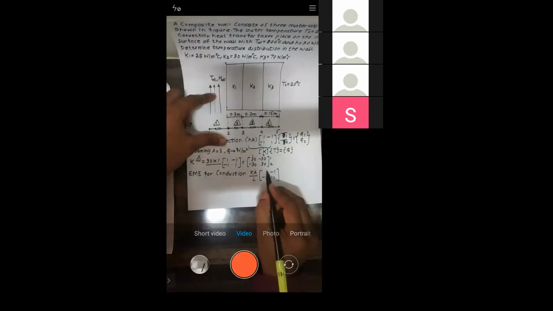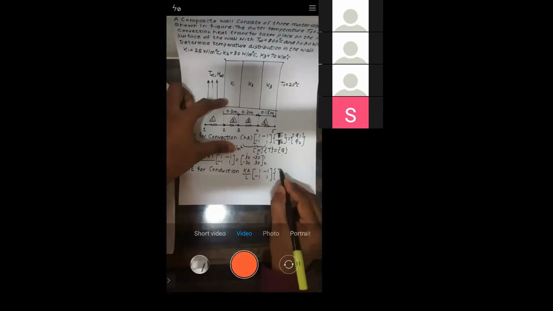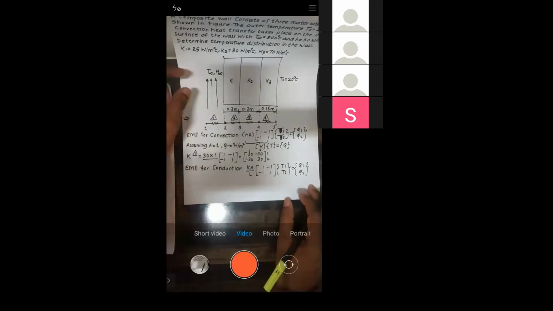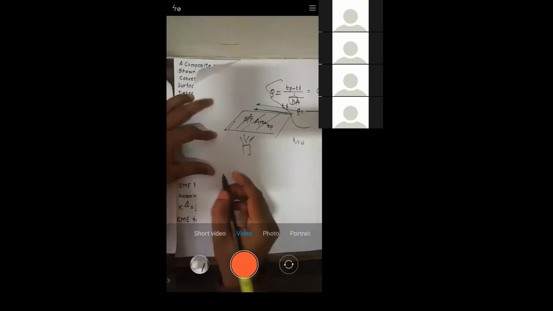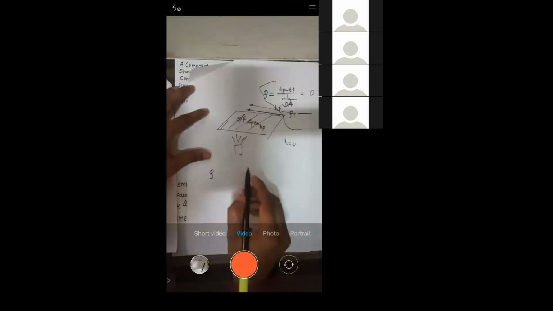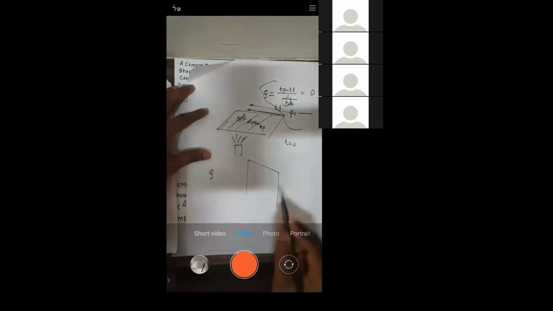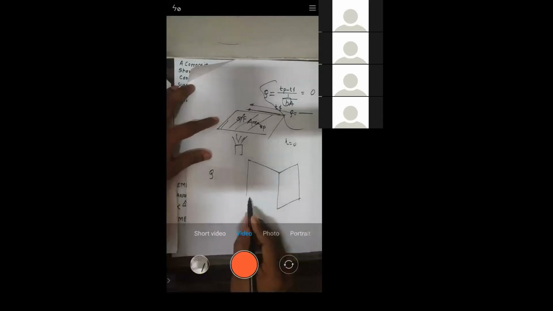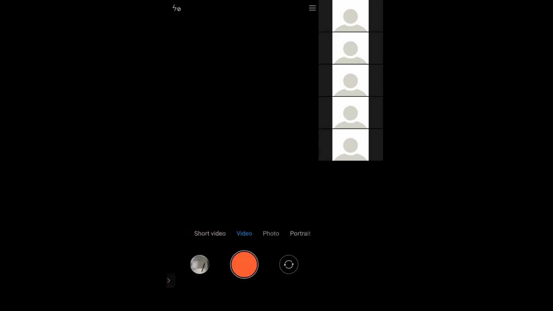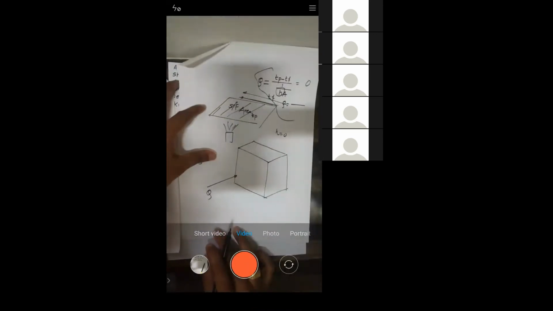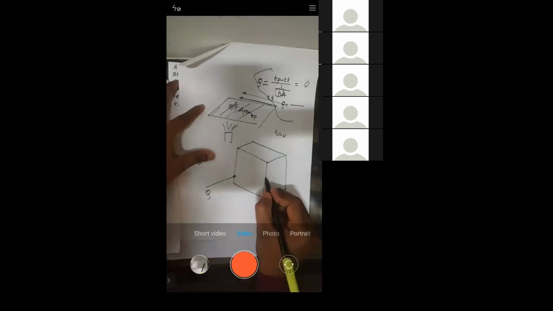It is Ka by L [1 -1; -1 1] into temperatures T1, T2 is equal to the heat flow, that is Q1, Q2. Is it okay or not? Yes, sir. If you are getting confused, I will let you know how you get this term. In heat transfer, you have seen Fourier's law of heat conduction, right? Yes. Let's say Q is the amount of heat flowing.